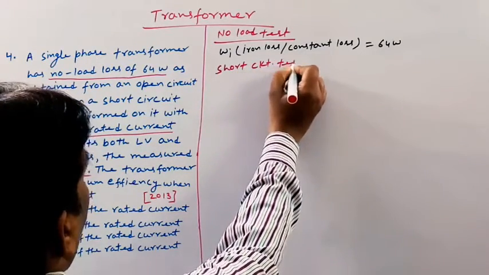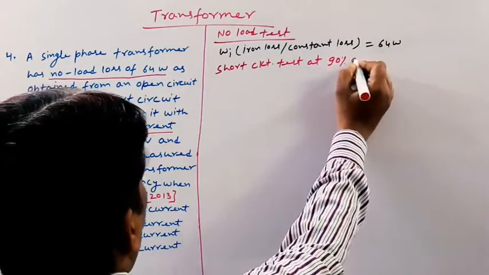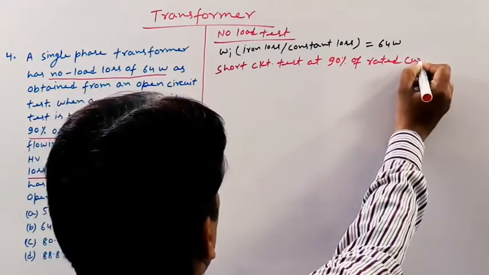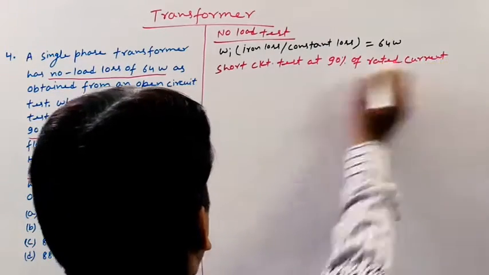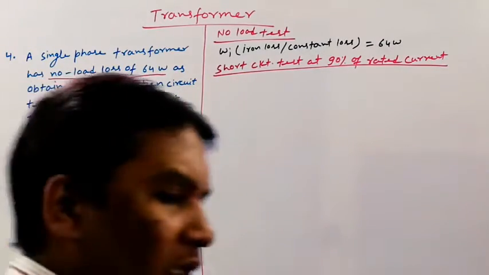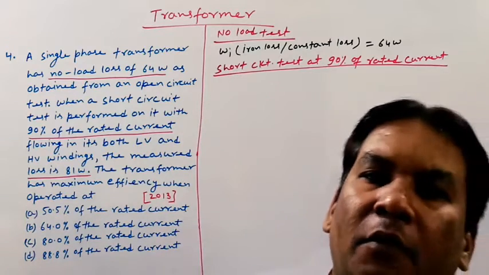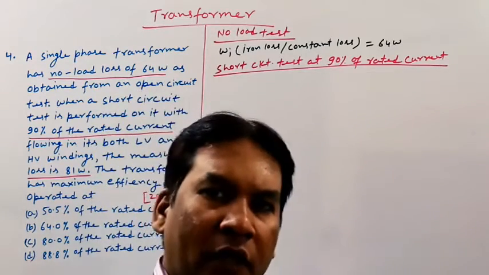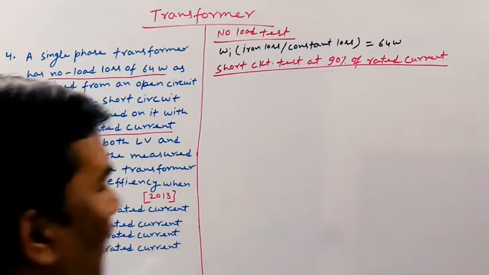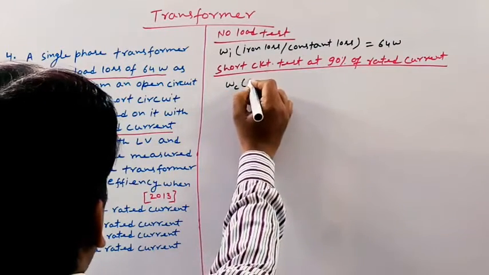Circuit test at 90% of rated current. Okay, so it is given. From the short circuit test we determine the copper loss, or you can say we determine the losses in the winding of transformers. So we determine the copper loss, W_C, or we can say it as copper loss.